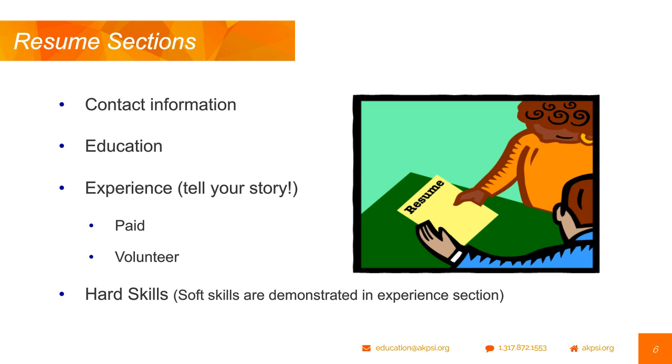In the experience section, you're telling your story. Reverse chronological order, most current at the top, work backwards. Include both paid and volunteer work that you've done. If you've done work with your local AKSI chapter, by all means, great stuff to include here. So include your experience, and in the next slide I want to go through good ways to explain that experience, but definitely include both paid and volunteer work.